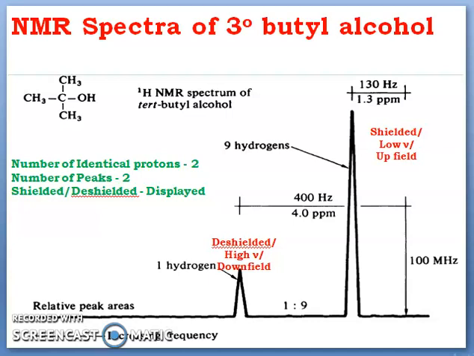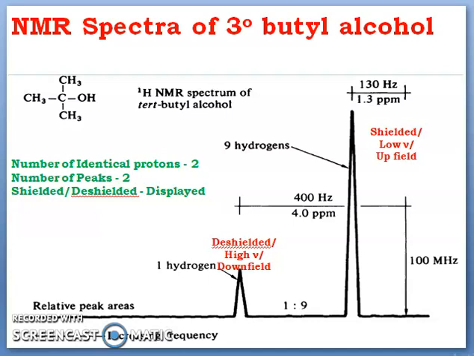In this spectrum, that is the NMR spectrum of tertiary butyl alcohol, we know that we have two types of identical protons, that is 9 methyl protons of one type and 1 hydroxy proton of another type. These two have different chemical environments because the hydroxy proton is connected to oxygen, and oxygen is electronegative, which attracts the electron cloud of hydrogen towards itself.